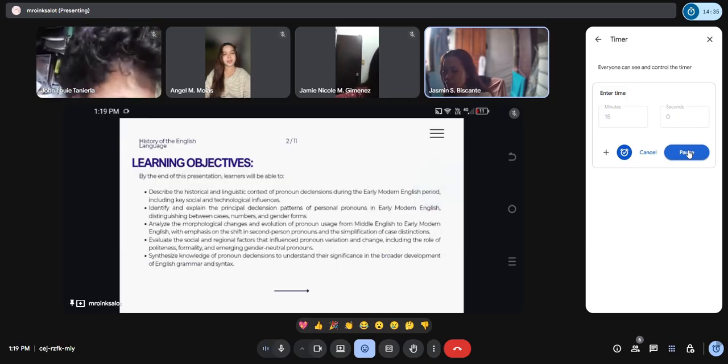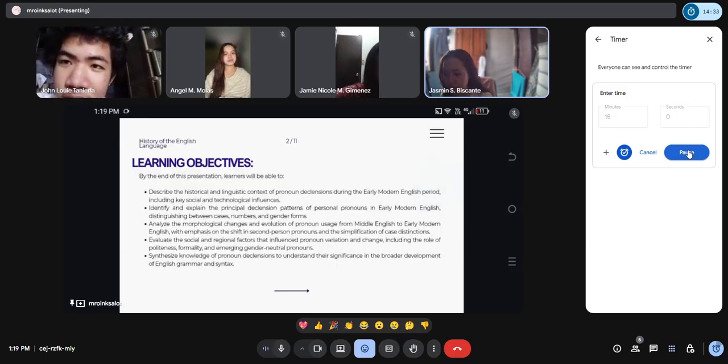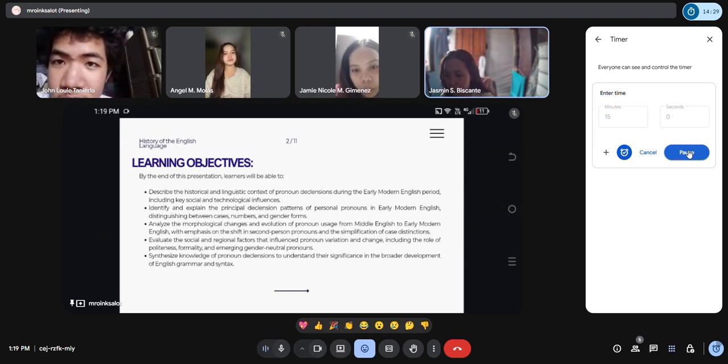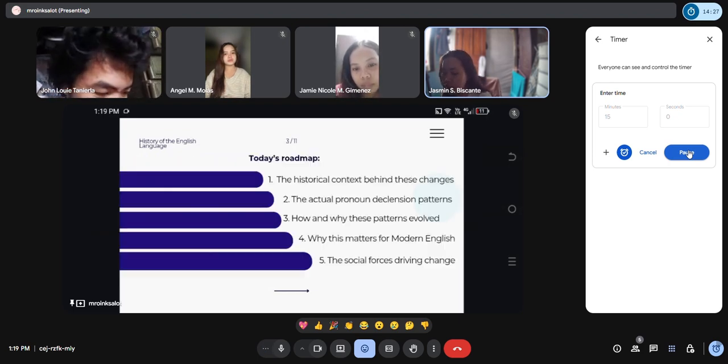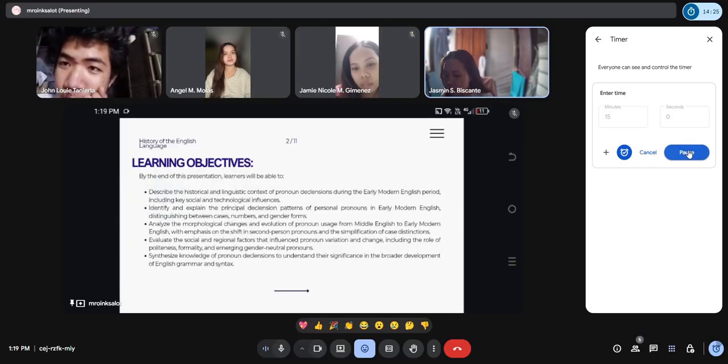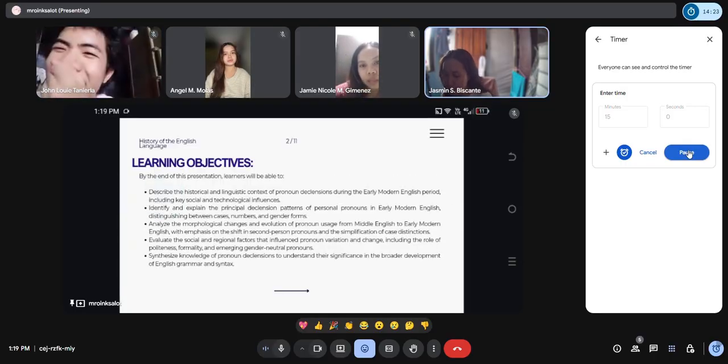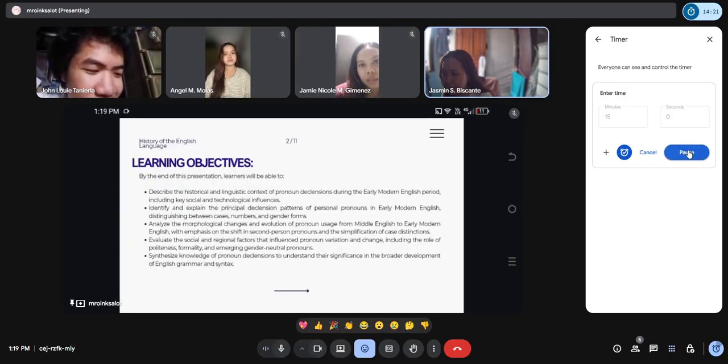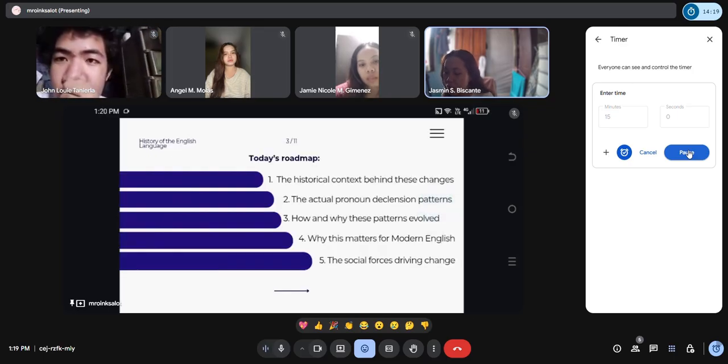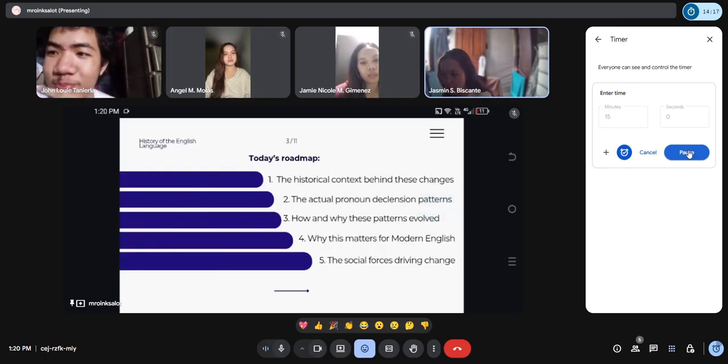Let's now proceed to our objectives. By the end of the presentation, learners will be able to gain the following, and the presenters are hoping that these objectives will be achieved by the end of their presentation. Next slide, please. So here's the roadmap that will help us through our journey today.